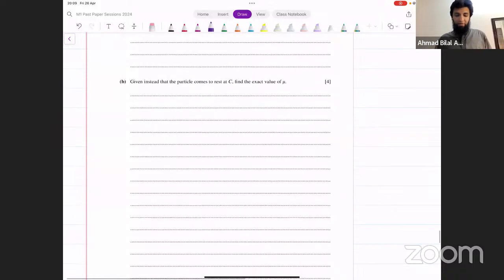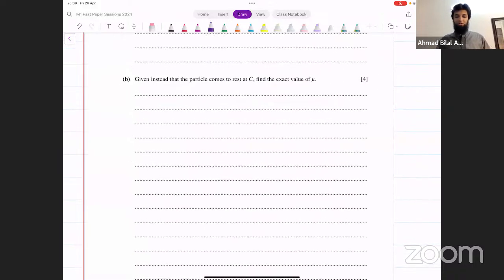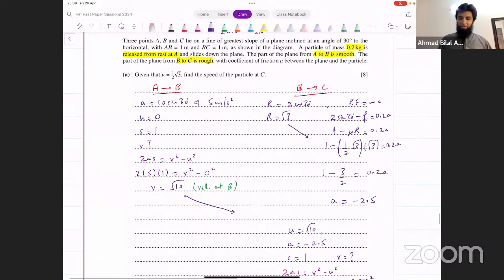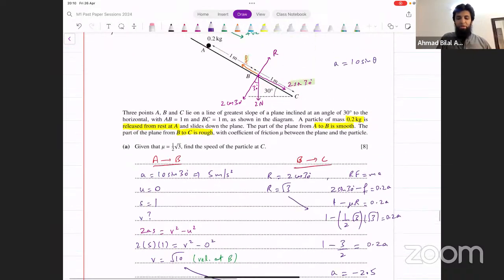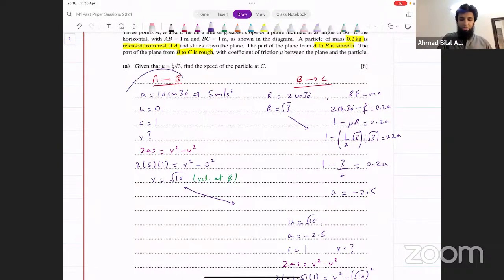Okay, let's move on. Given instead that the particle comes to rest at C, find the exact value of mu. Okay, now what does that mean? In the first part, we were given that mu equals this. Now that is no longer relevant. They're saying given instead. That means this is not the value of mu that you can use anymore. Nothing changes from A to B. A to B, everything remains exactly the same. The only thing that's changing now is the B to C part, the rough part of the surface.